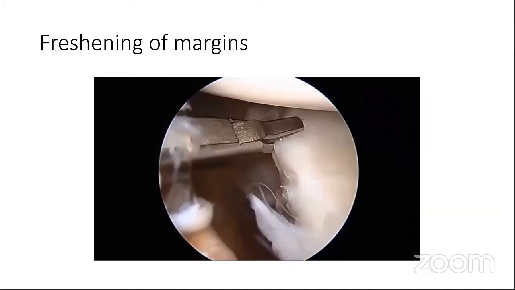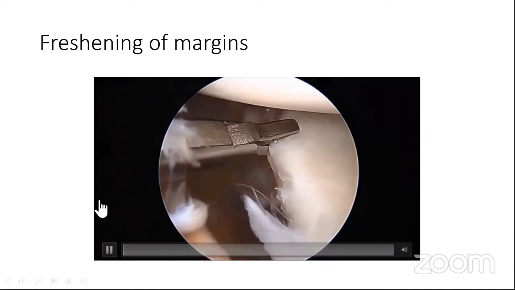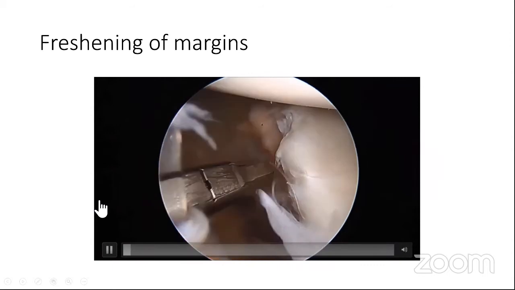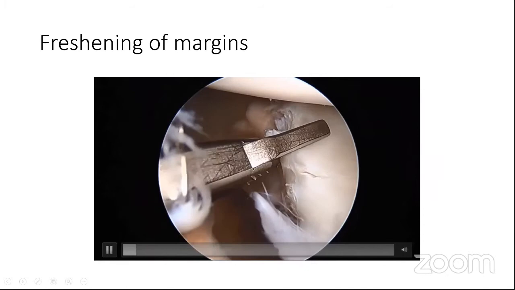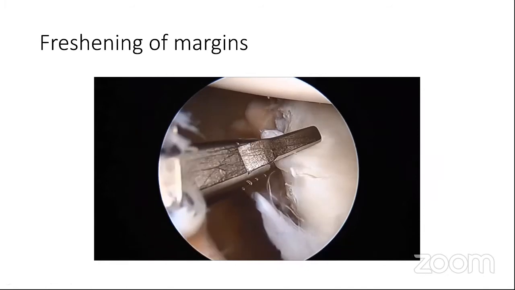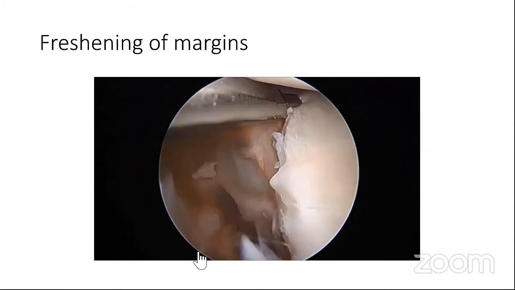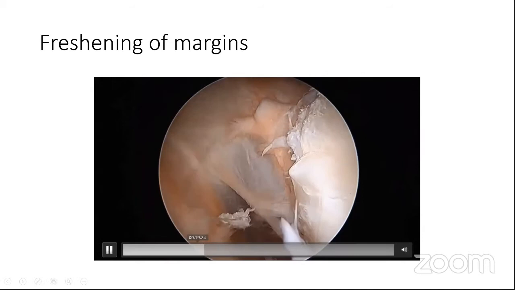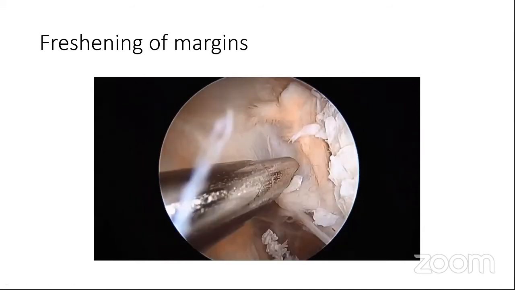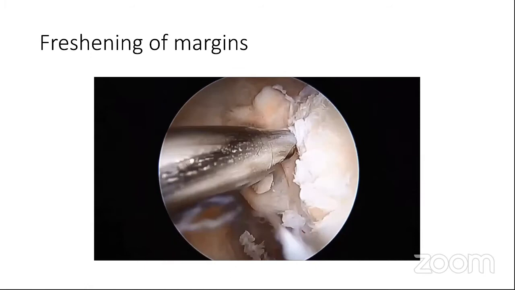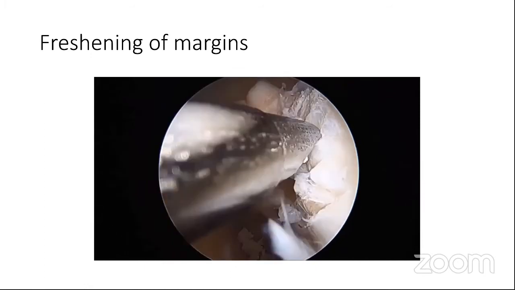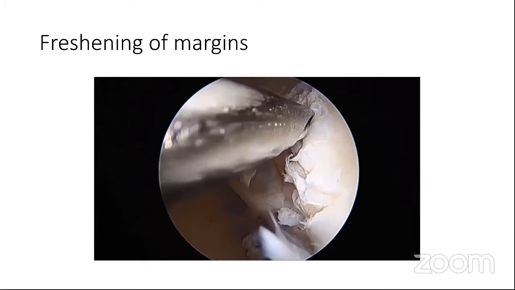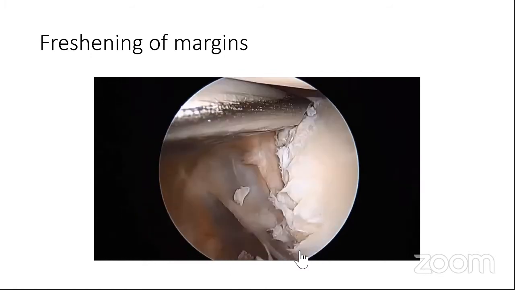Then we freshen the margin of the glenoid. Otherwise, the healing won't take place on the cartilage. So we have to expose some part of the bone. We have to use shavers to bare the bone and debride the edges so that there's bleeding bone there. So with the help of a shaver, you expose the bone.